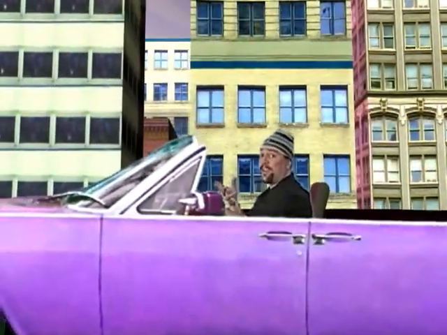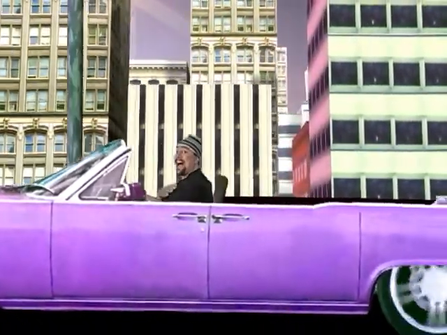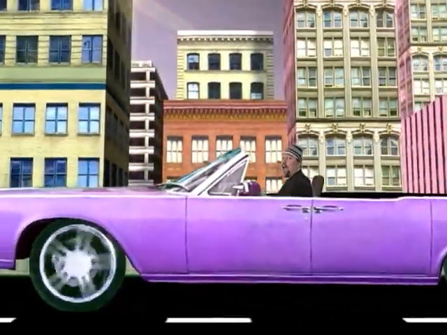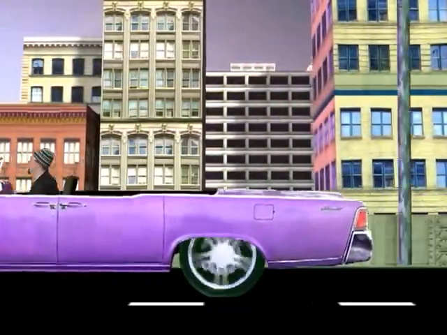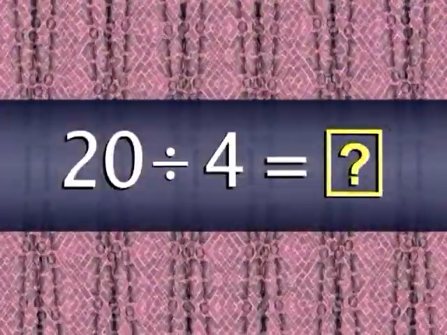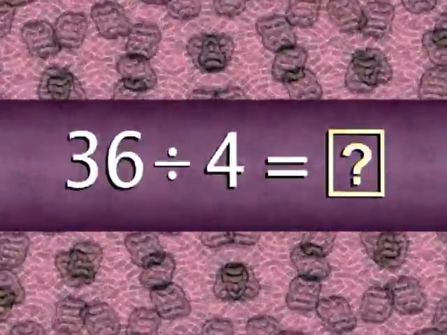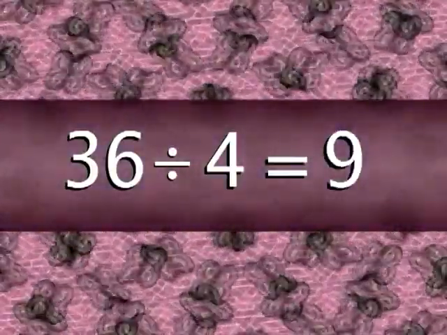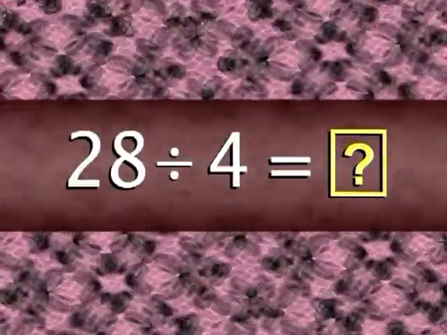I was cruising in my Lincoln down Division Avenue with my stereo blasting and my high tops on new. But enough of this materialistic overhyped jive. Don't you know, people, we can learn to divide. 20 divided by 4 is 5. 36 divided by 4 is 9. 28 divided by 4 is 7.